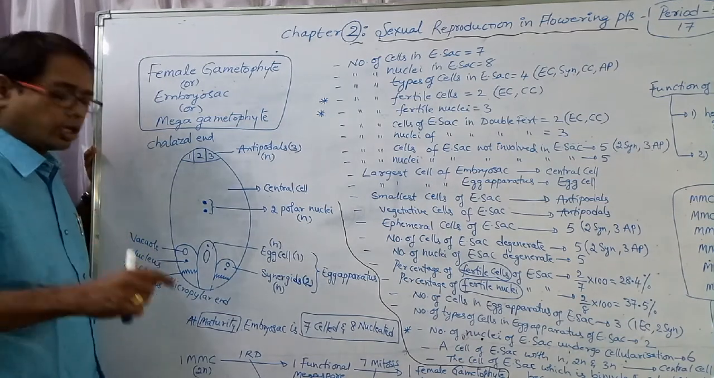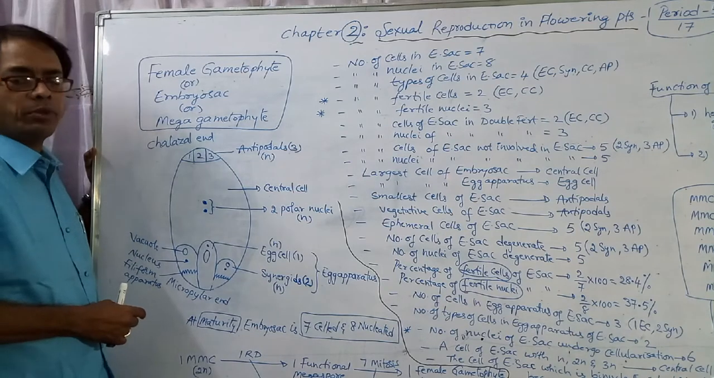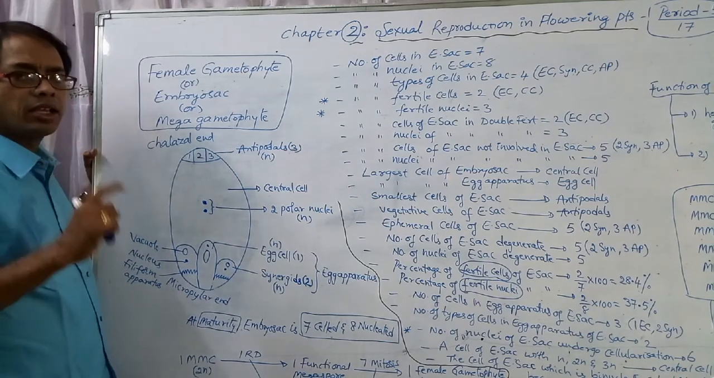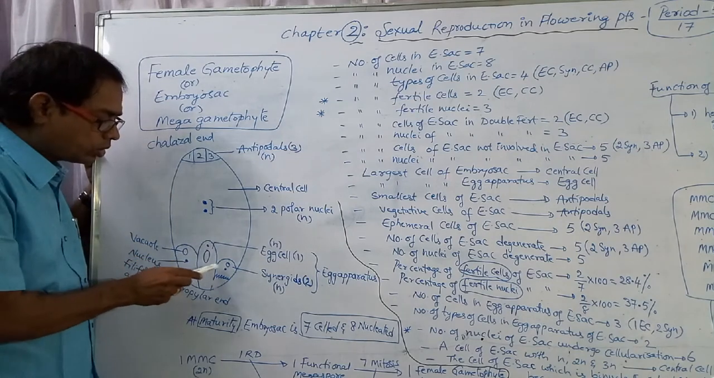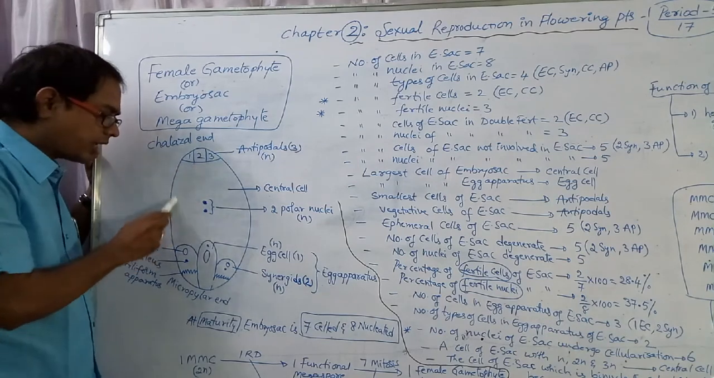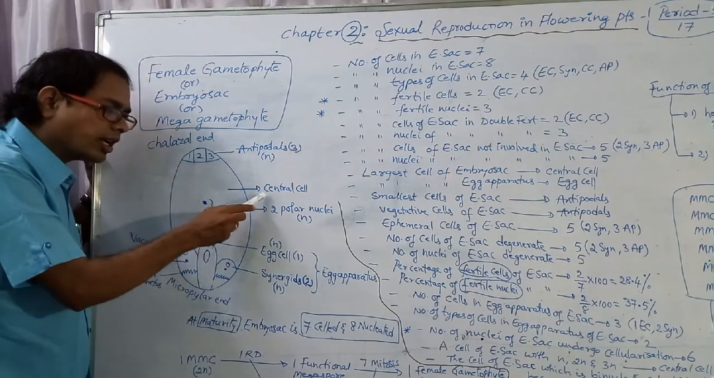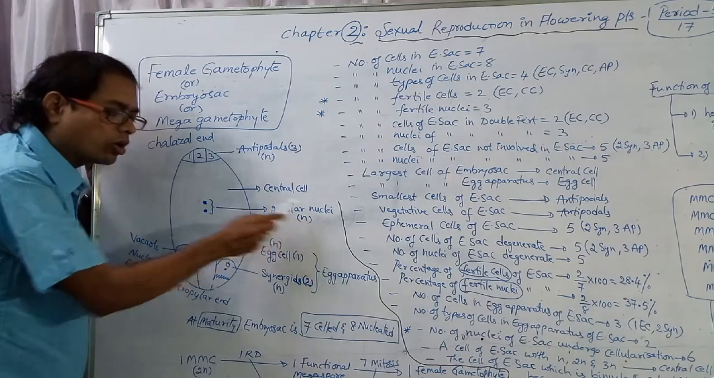So in total, how many cells and how many nuclei are in the embryo sac? There are 7 cells and 8 nuclei. 1, 2, 3 cells, and these are 3 cells, that makes 6. This entire thing is called the central cell. This central cell contains 2 polar nuclei.